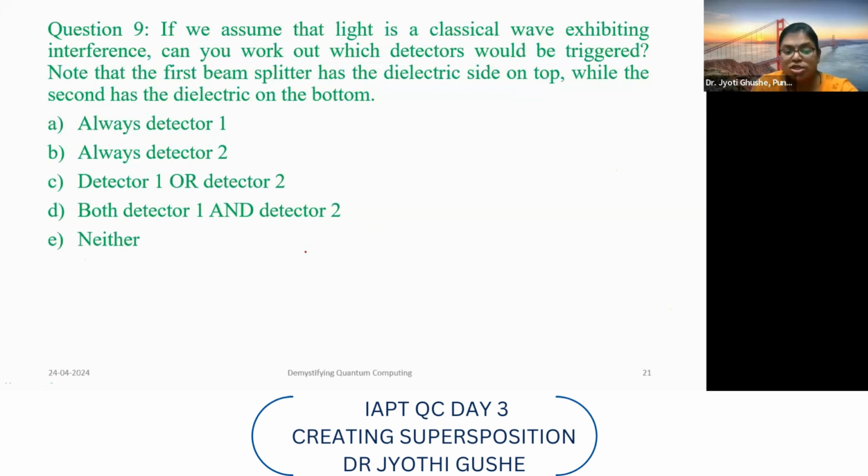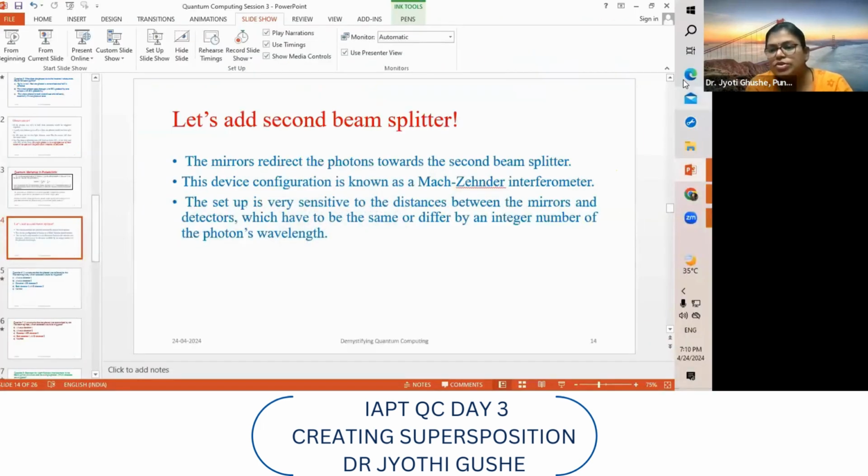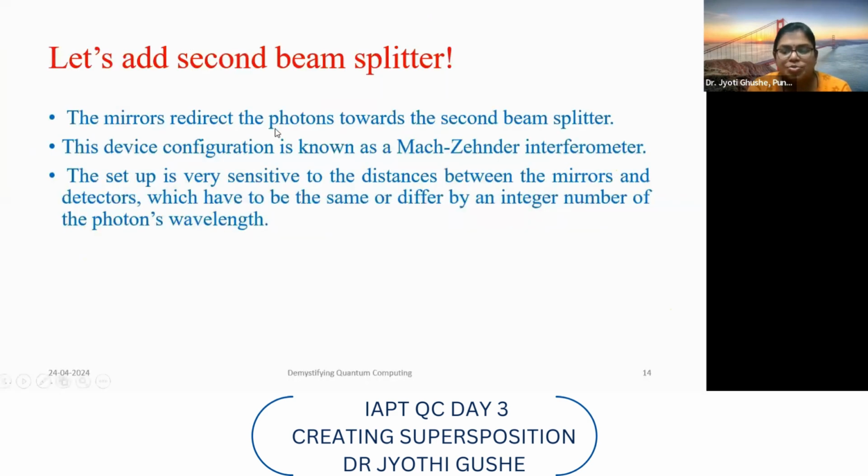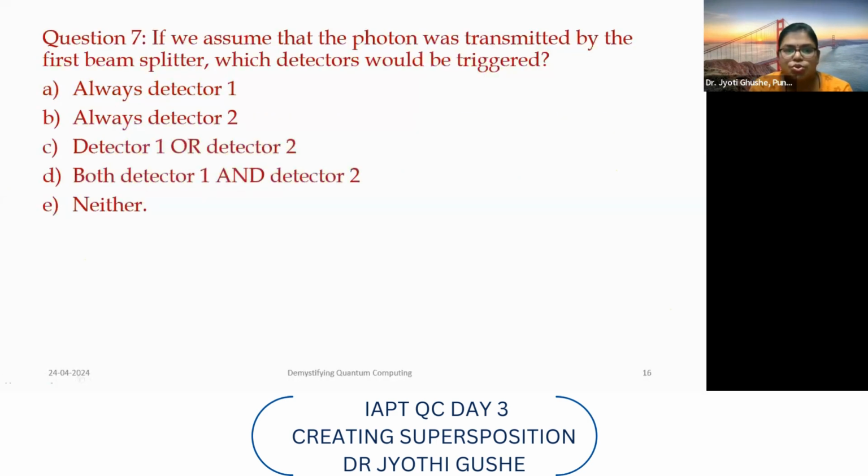I think I will show the simulation one more time so that you will get an idea. See, the first beam splitter has the dielectric on the upper side. The second beam splitter is kept upside down, exactly opposite. Now I fire a photon. So look and tell me what is happening. You are getting output again in 1. So if you think of a classical wave picture, how will you explain getting the output only in detector 1? Okay, so let us come back and let me show you the question.